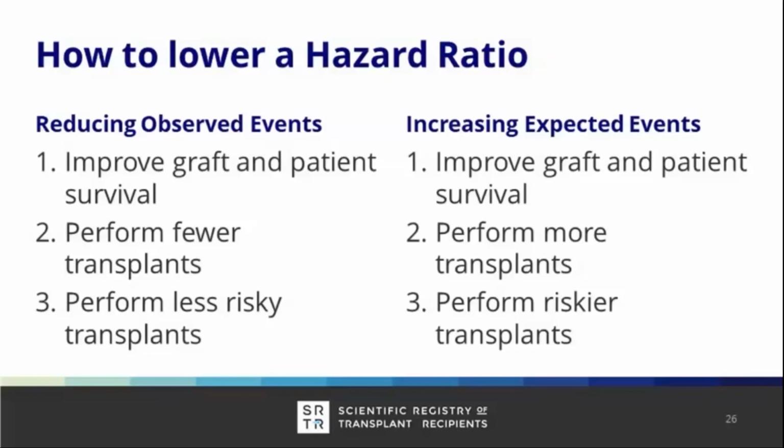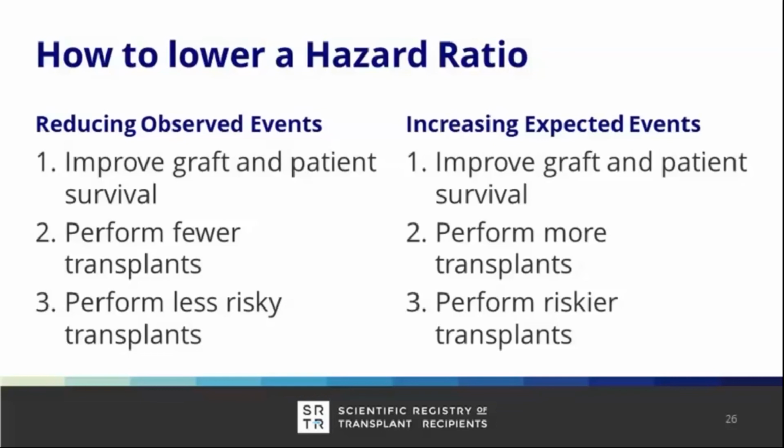Now, if you look only at reducing the observed events, there are a couple other ways you could reduce your number of observed events. One would be to perform fewer transplants, right? Generally, if you perform fewer transplants, you'll have fewer graft failures and deaths. Or you could also perform less risky transplants. Generally, the less risky transplants have fewer graft failures and fewer deaths. And those two things would tend to reduce your observed events.